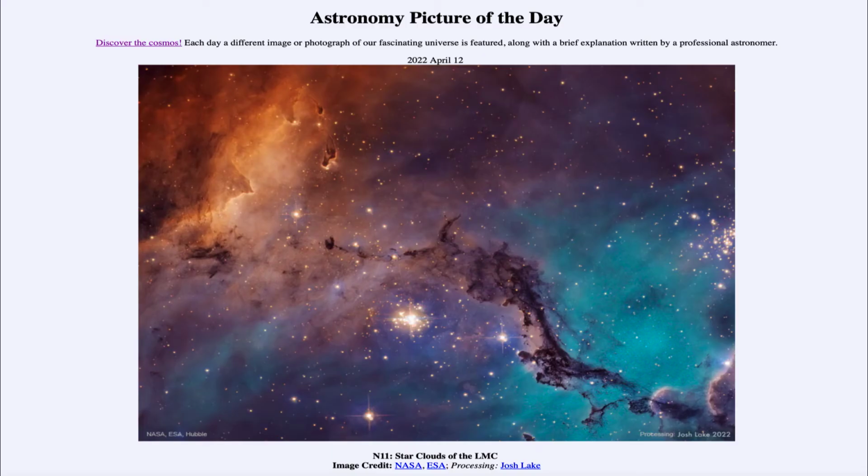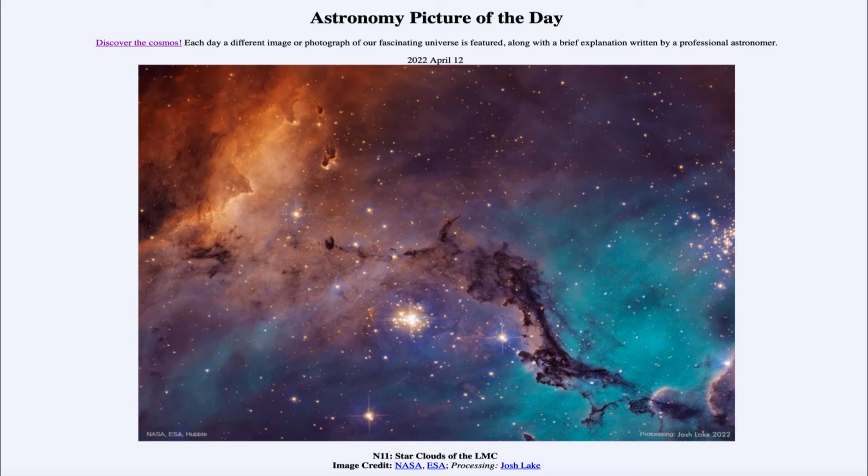One of the things that I like to do in each of my introductory astronomy classes is to begin the class with the astronomy picture of the day from the NASA website, that is apod.nasa.gov/apod. And today's picture for April 12th of 2022, well, it is titled N11 Star Clouds of the LMC. So what do we see here?